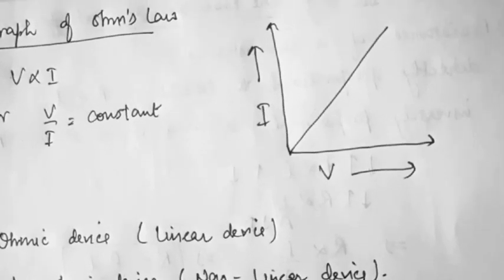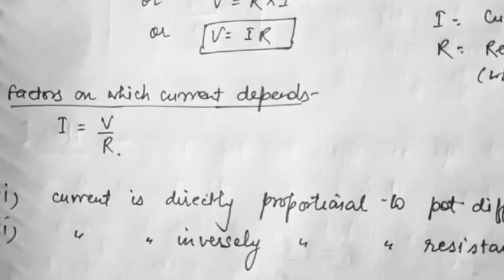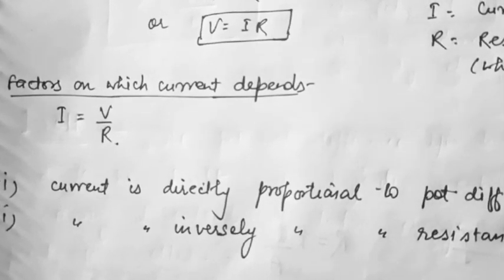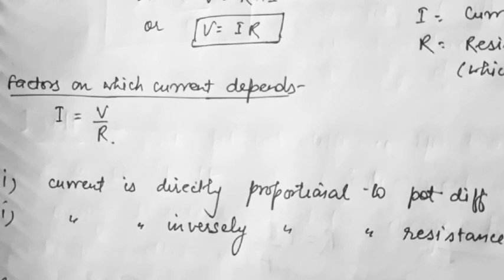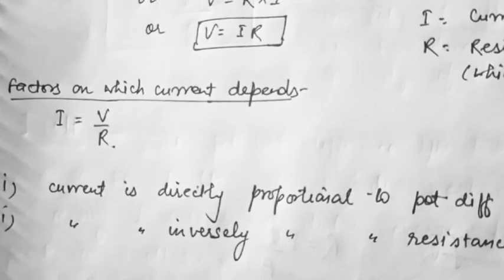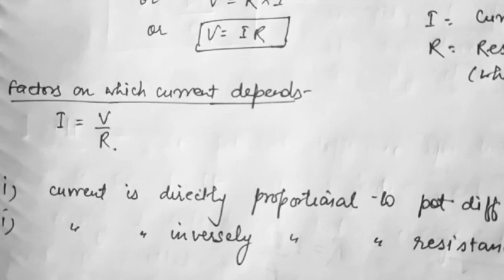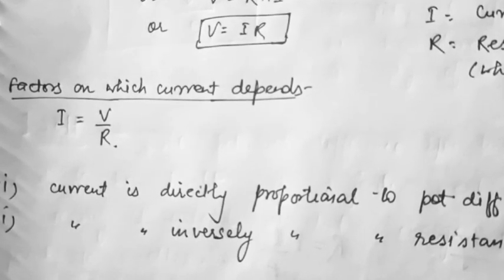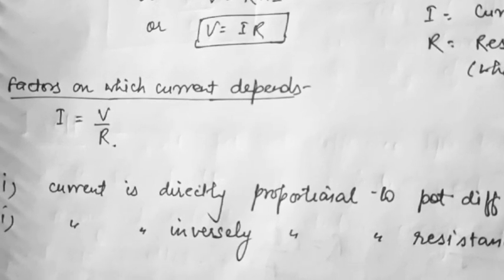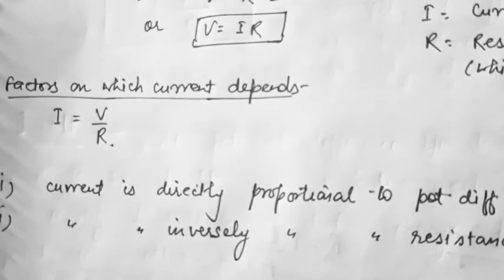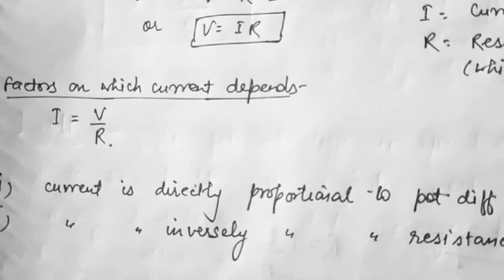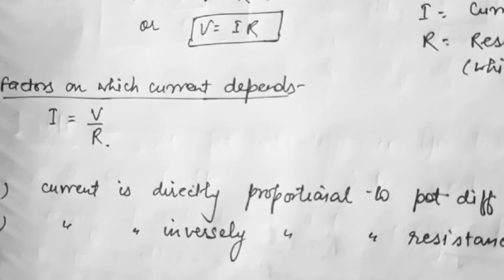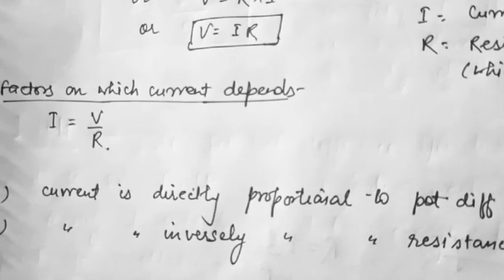Next comes: what is resistance? Before going to resistance, let us see on what factors the current depends. From Ohm's law, we understand that current depends on voltage, and if voltage is increased, the current is increased. But from the same relation we can write I is equal to V upon R. So there is one more factor affecting the current, and that is resistance. I is inversely proportional to resistance, so if R increases, I decreases, and if R decreases, then I increases.